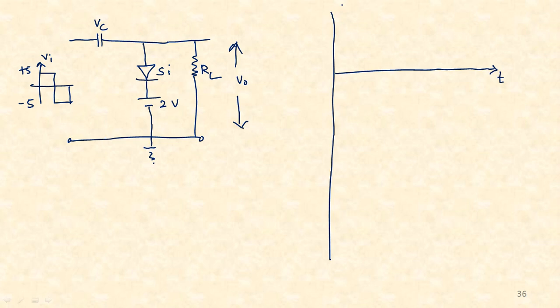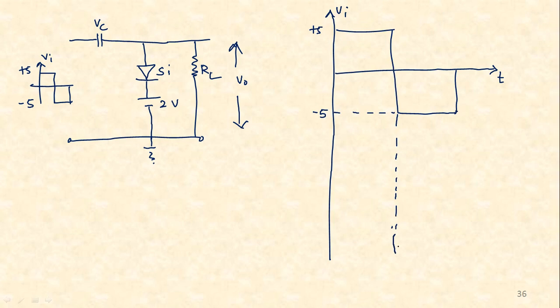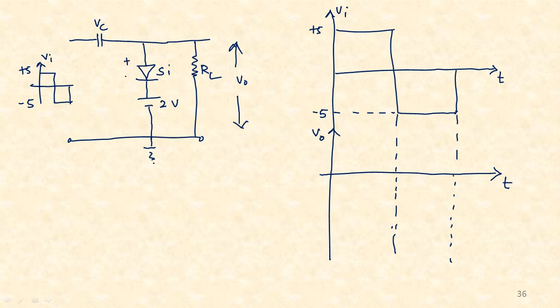The input Vi is a square pulse, plus 5 minus 5. So what is the transition level in this case, students? Can you tell me? Yes. What is the transition level? Plus 2.7.